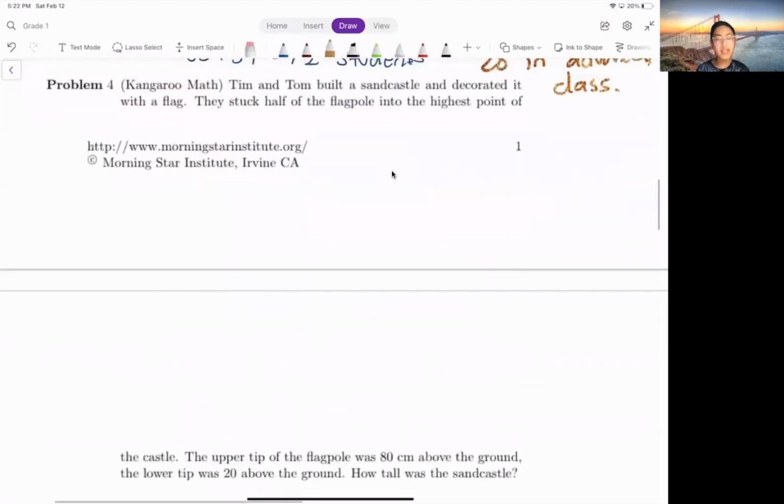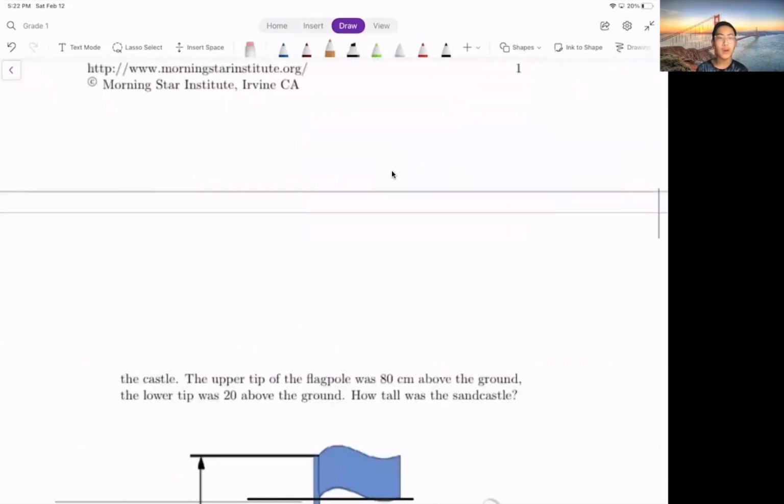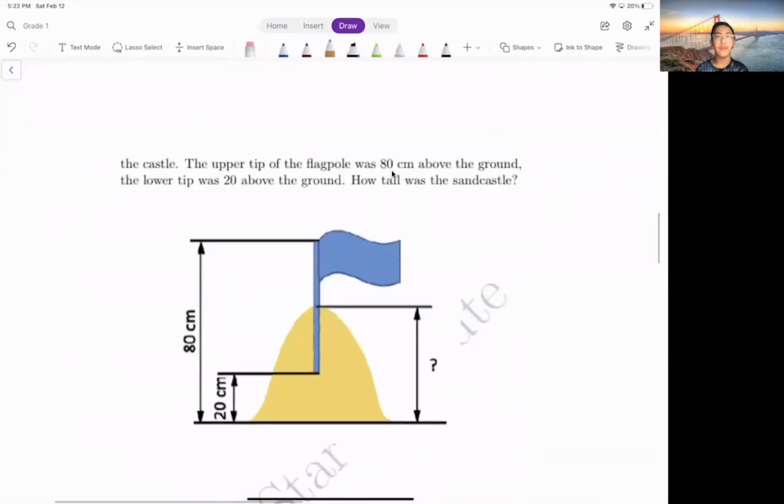Problem 4. Tim and Tom built a sandcastle and decorated it with a flag. They stuck half of the flagpole into the highest point of the castle. The upper tip of the flagpole was 80 centimeters above the ground. The lower tip was 20 centimeters above the ground. How tall was the sandcastle?